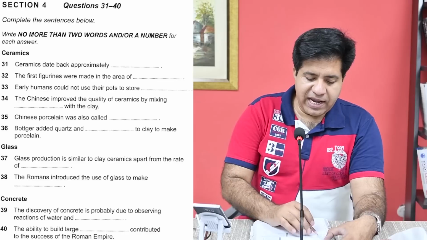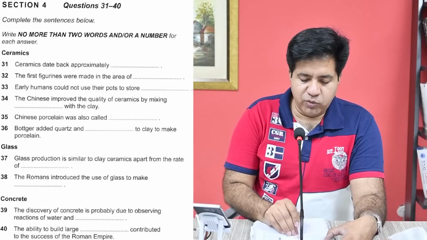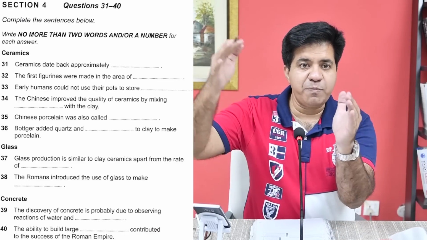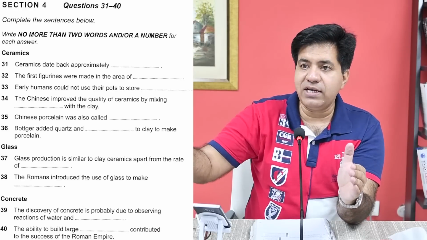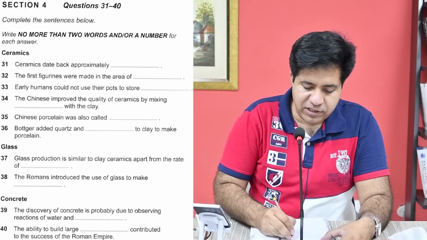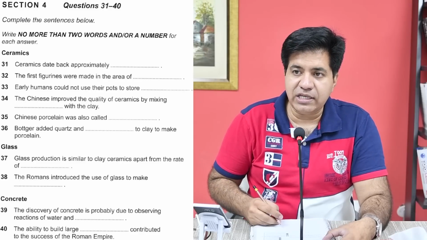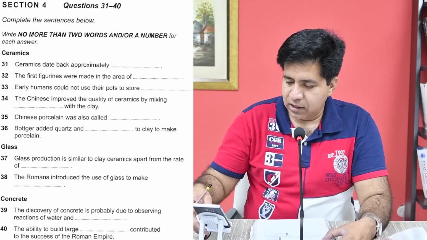Okay, question number 38. Romans introduced the use of glass to make. Now with glass, Romans made something. Whatever they made, that will be the answer. Just focus on the words "to make". For make, they can use the word manufacture, create, or anything like that.